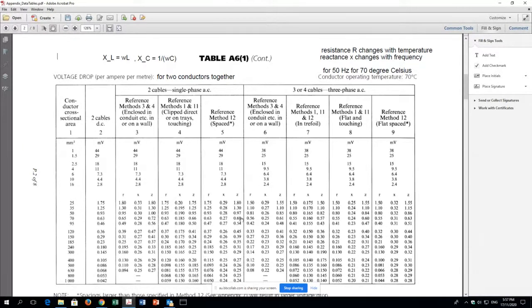Then the tables listed here for Hong Kong are for 50 Hertz and 70 degrees Celsius. This is the conditions. Remember it. So when someone asks you to explain the values given here, you should say that this is the voltage drop per ampere per meter for two conductors together, suppose the frequency is 50 Hertz and the working temperature is 70 degrees. That's the meaning of it.